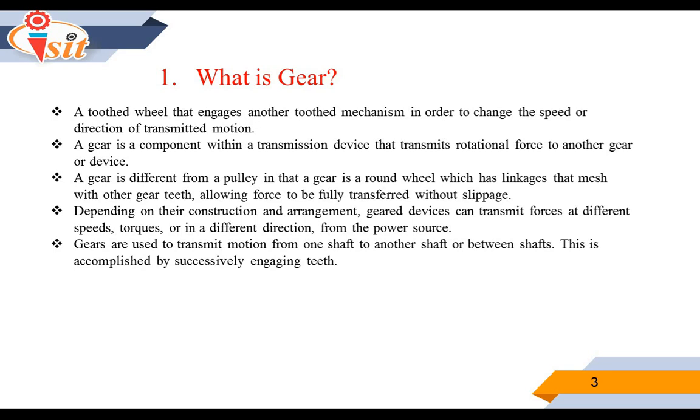Gears are used to transmit motion from one shaft to another shaft or between shafts. This is accomplished by successively engaging the teeth. So, a gear is a toothed wheel that engages another toothed mechanism in order to change the speed or direction of the transmitted motion.